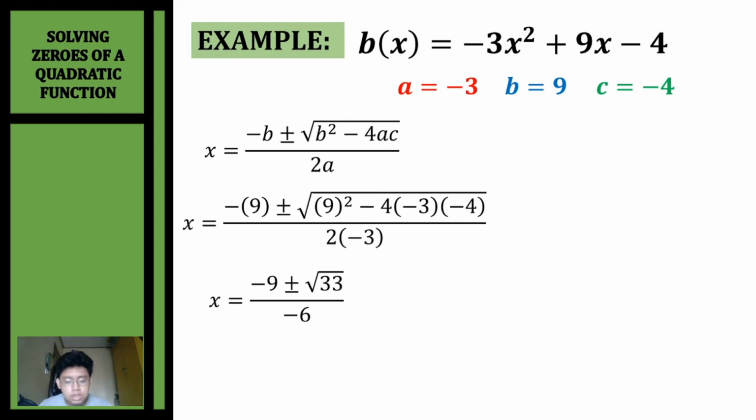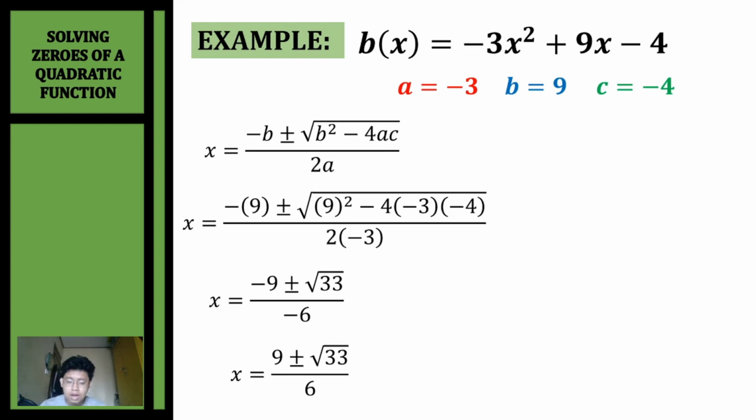So, let's simplify if possible. Since we have negative 9 and negative 6 in our numerator and denominator, and our operation for the square root of 33 is positive and negative, we can cancel out the negative sign. We will have x is equal to 9 plus minus square root of 33 all over 6.